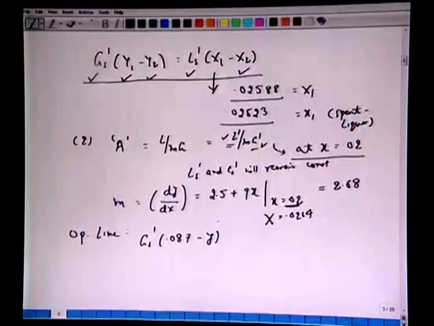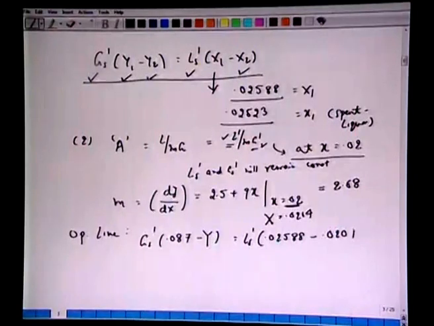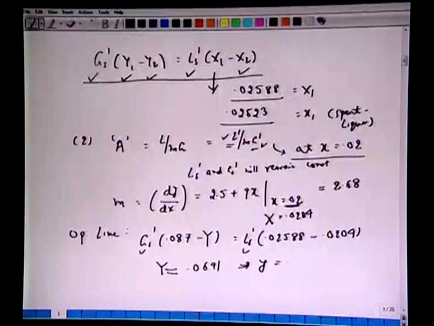So, capital Y1 minus capital Y equals LS prime times x1, 0.02588, minus what we have just calculated, 0.0204. GS prime and LS prime are known to us. We get capital Y equals 0.0691. This will give us the mole fraction 0.0647 corresponding to x equal to 0.02.